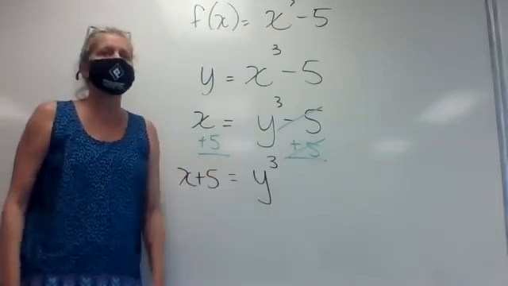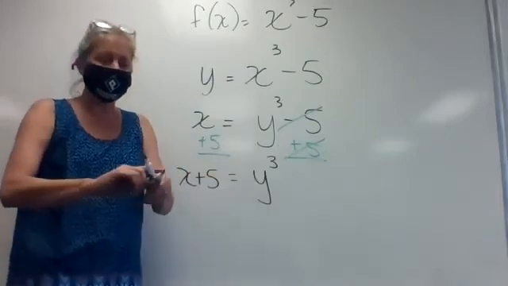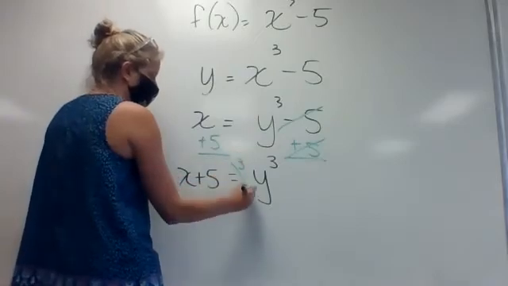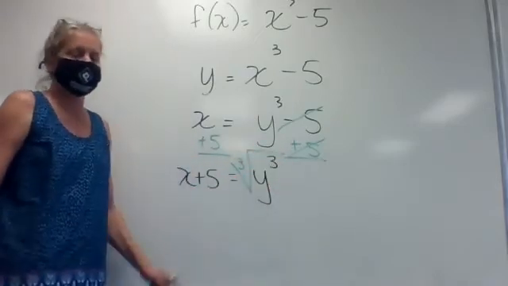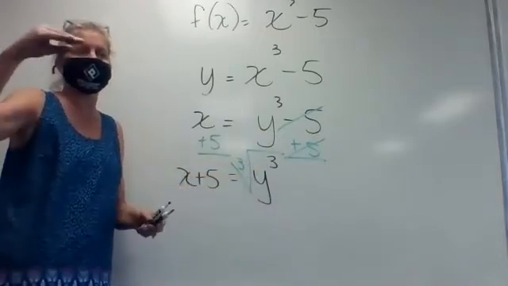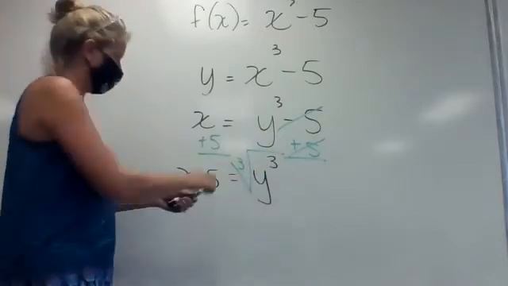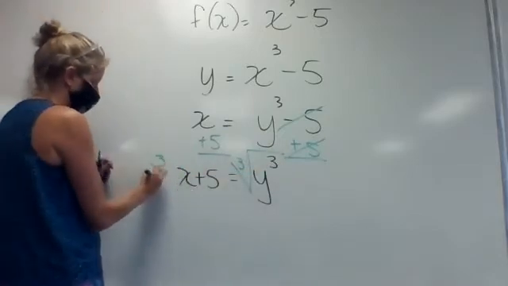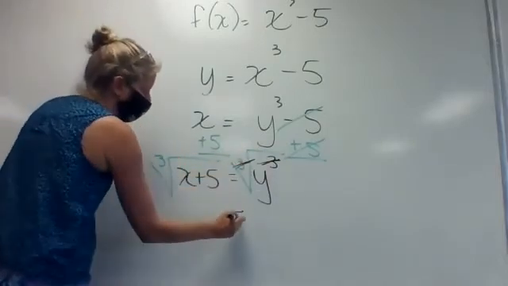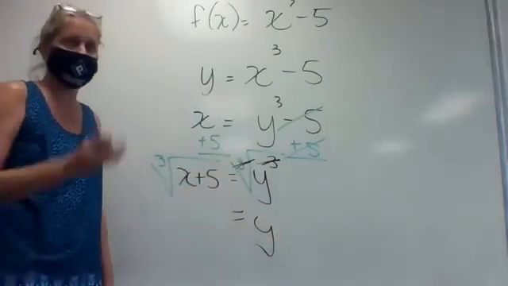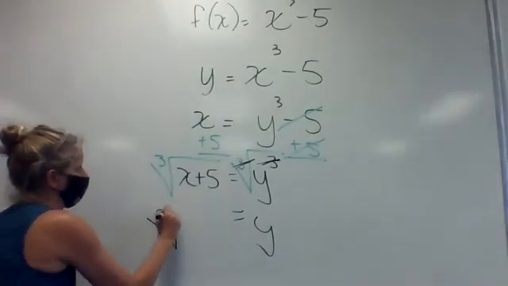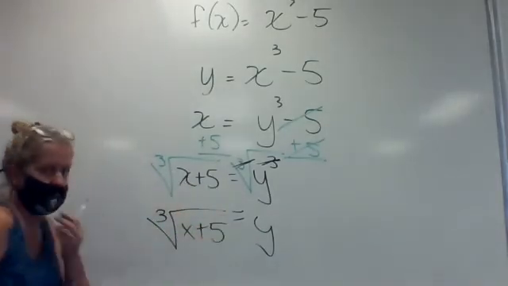So I need to cancel out a cubed power. The opposite of raising something to the third power is taking the third root. These two things are opposite operations. Those knock each other out, just like minus knocks out plus. If I take the cube root of that side, I got to take the cube root of this side. So that cancels that. There's your y all by itself. Can't simplify that. So you just got the cube root of x plus 5.